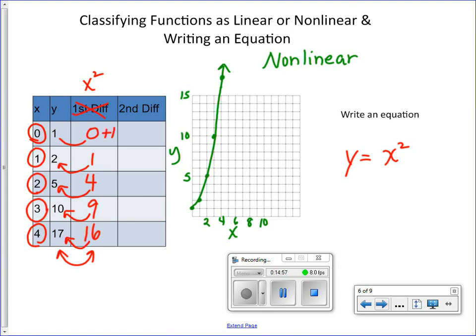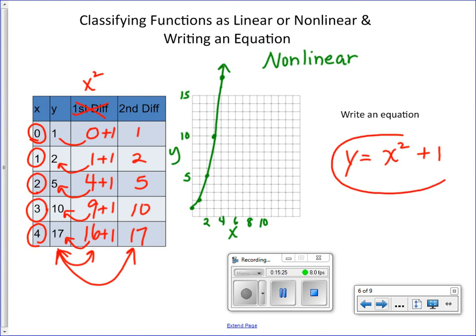If I add 1 to 0, then I get 1. Add 1 to 1, I get 2. Add 1 to the 4, there's my 5. Add 1 to 9, I get 10. And add 1 to the 16, I get 17. And now these two columns are exactly alike. So my equation becomes x squared plus 1. And this would be my equation for this graph. And it is quadratic, again, in nature, due to the x squared term.